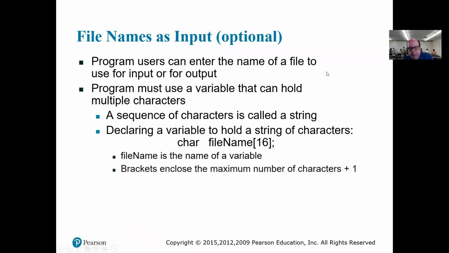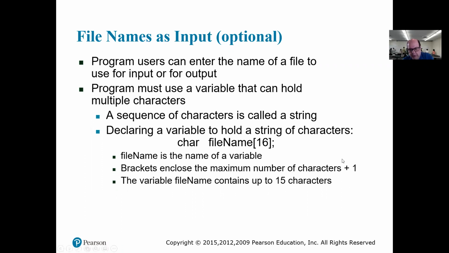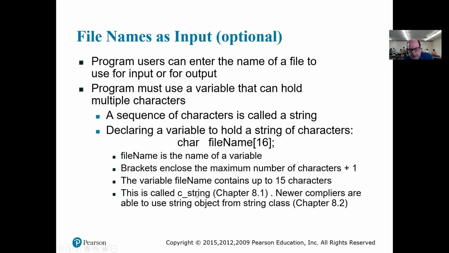So that's the way we're going to be adding the file name. We're going to ask it. So 15 plus 1. And this is a CString, which is in section 8.1 if you want to go in there and take a look at it. And in the newer compilers, you can actually use a string class. The string is a class, CString is not a class. CString came in from the C language, where we didn't have any object-oriented features. A string was added later as an object.